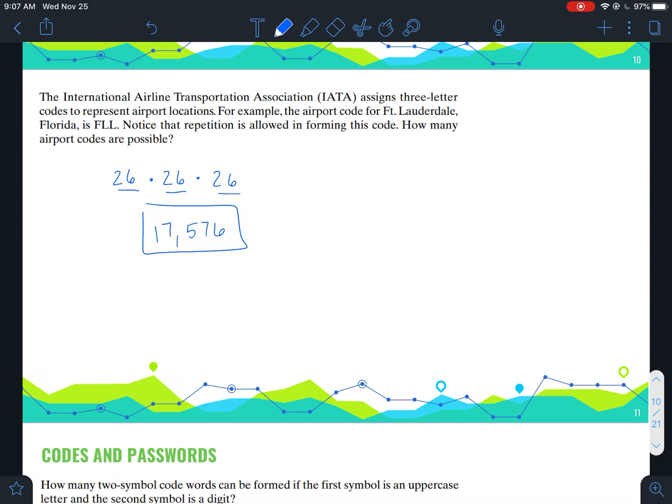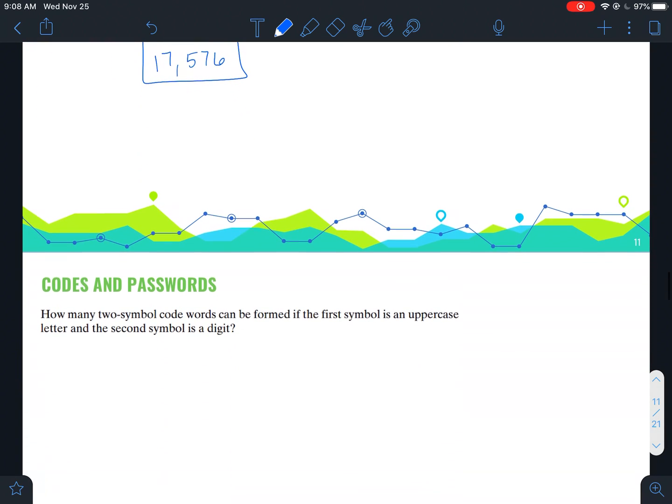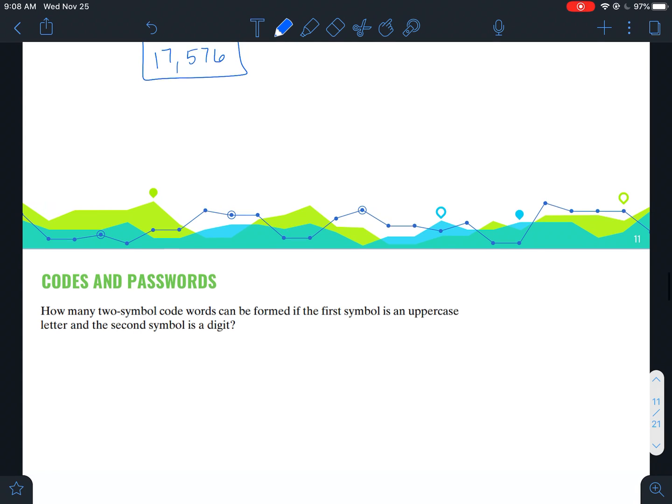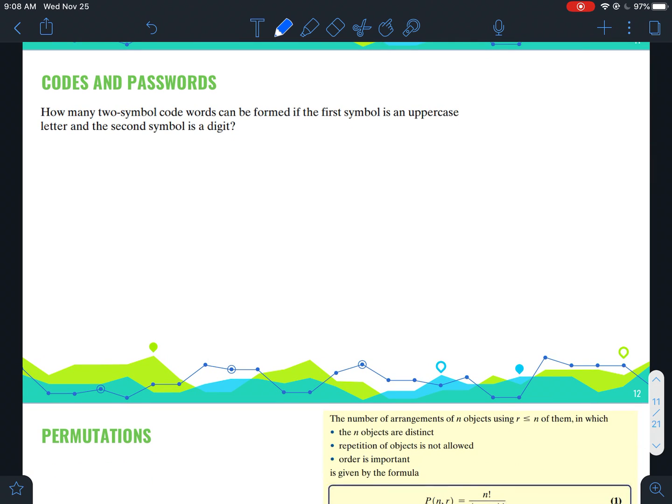Where the fundamental counting principle comes into play a lot is with passwords. So why do people say that having a longer password is better than having a strange password? Well, the longer your password is, the more options you have. So let's look at how many 2-symbol code words can be formed if the first symbol is an uppercase letter and the second symbol is a digit. All right, so we have two things. The first one is going to be an uppercase letter. So you have 26 options for an uppercase letter. And then a digit. Well, your digits are 0, 1, 2, 3, 4, 5, 6, 7, 8, and 9. A digit is one number.